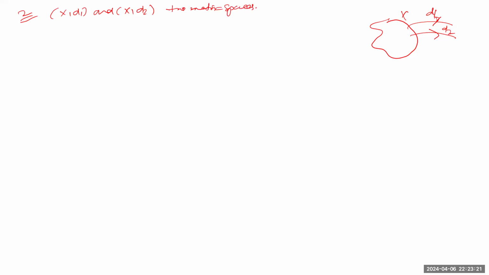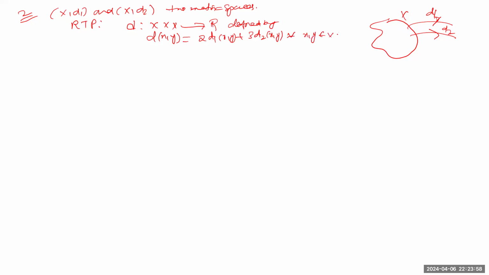What I am going to prove is that d, a function from X cross X to R defined by d of x comma y equals 2 times d1 of x comma y plus 3 times d2 of x comma y, for all x comma y belongs to capital X, is again another metric on X. So as usual, you have to verify all four metric space axioms.